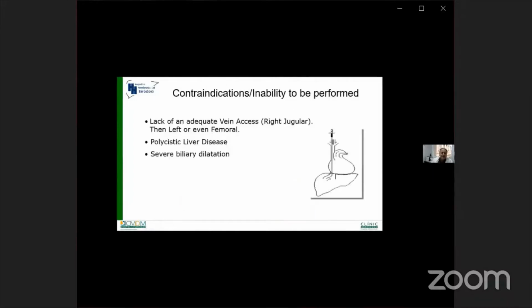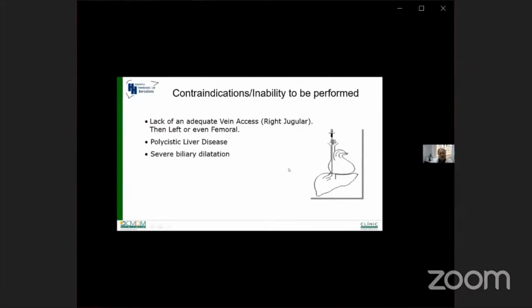What are the contraindications? I would say that the contraindications are very, very few if you are in a center that has a lot of experience in doing this technique. I must say that we have been doing around 250 every year for the last 15 years. That means that we have done many, many transjugular liver biopsies in our center.